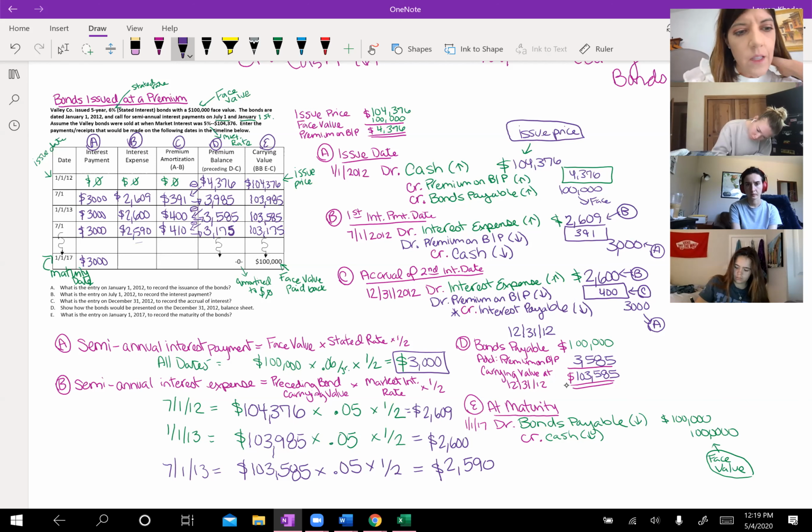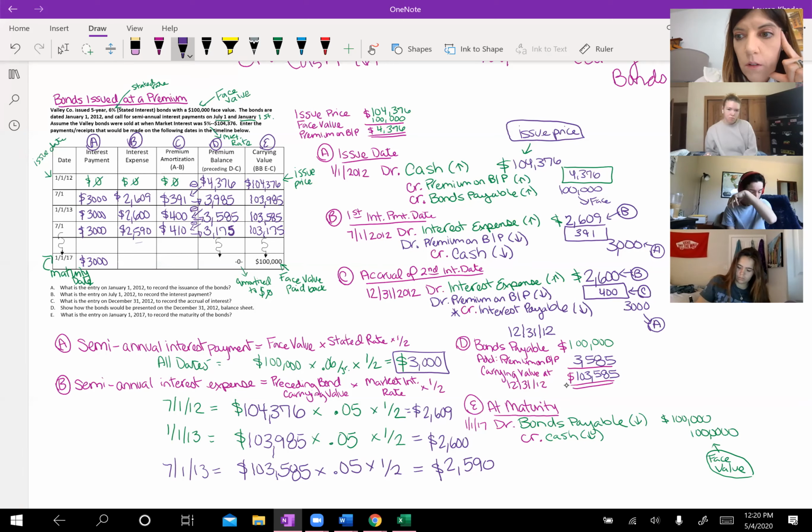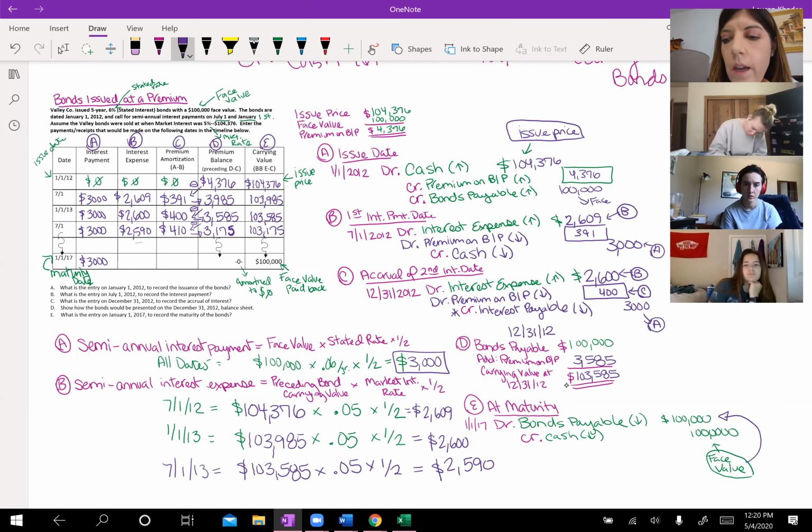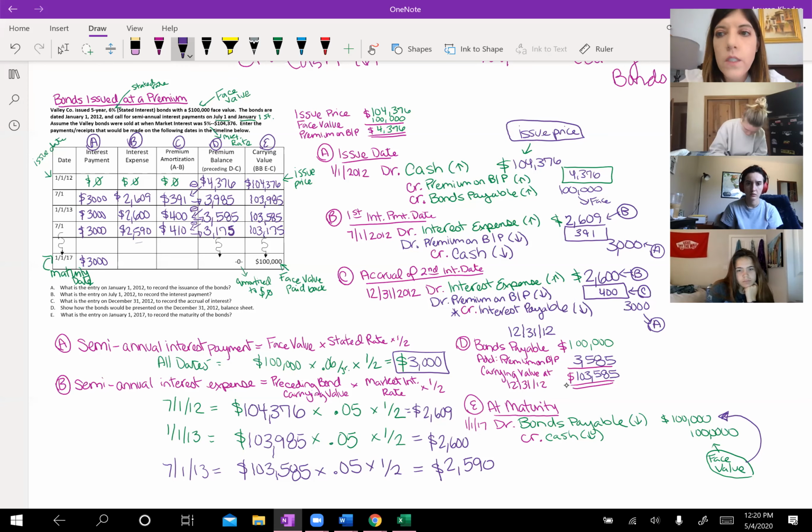And then the last thing that they asked you to do was to record the payment at maturity. We're going to debit bonds payable, reducing the liability to 0. So we're going to debit bonds payable for 100,000 face value. We're going to credit cash for the same amount, face value, because that's what we pay out regardless if it's issued at a premium, discount, or par. So I'm done.